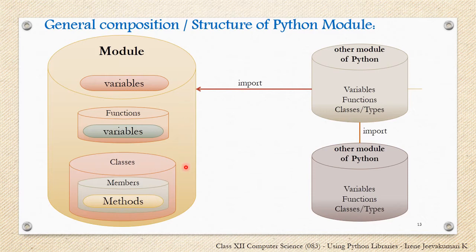Other than this module, we have some other modules of Python also. This module also contains objects, variables, functions, classes or types. And this module also contains objects, variables, functions, classes or types. When you see this figure, all these modules are interrelated because this module has been imported to this module. This module may be imported here or that module may be imported there. From this, what we understand is that a module once created can be reused in another module or program without having to rewrite or recreate it.